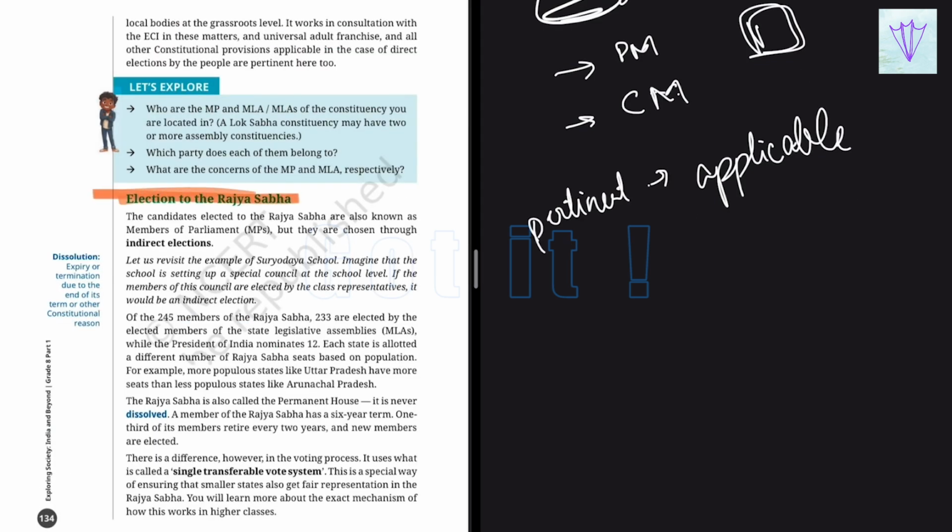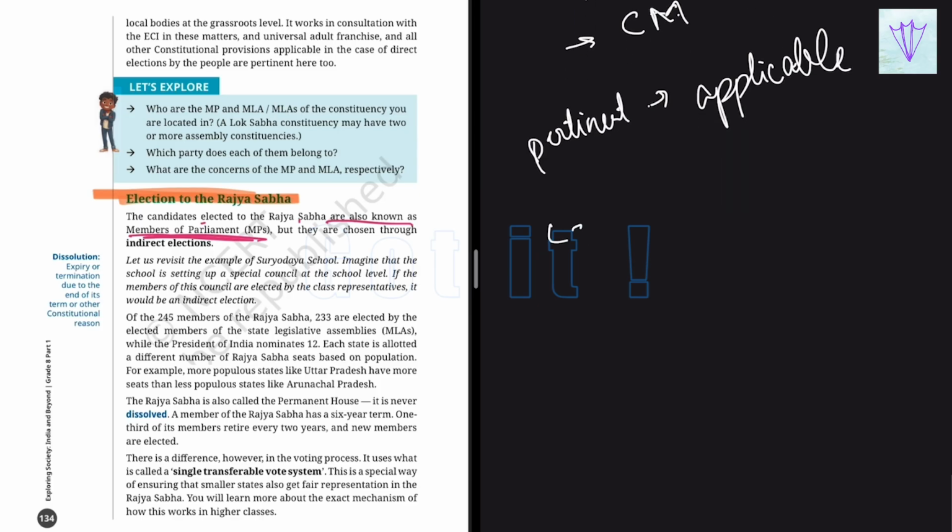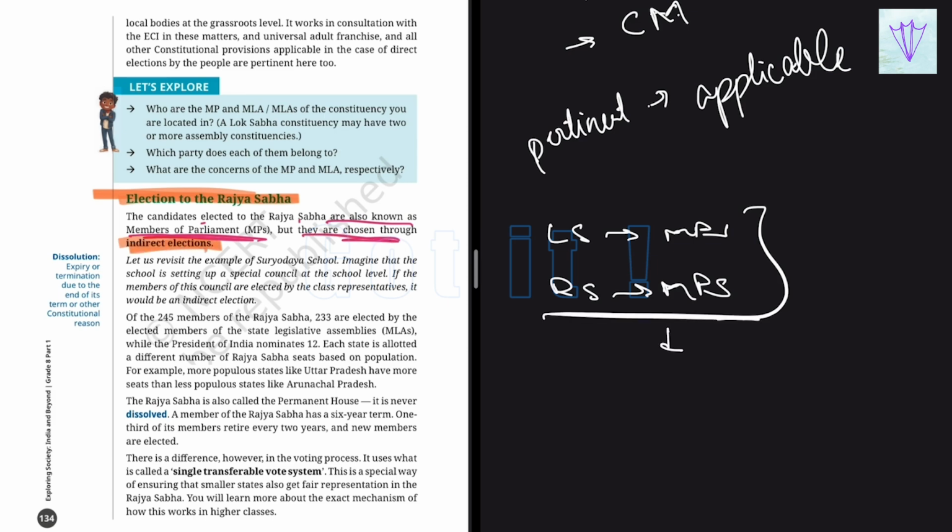Election to the Rajya Sabha. So until now we have seen the elections of Lok Sabha and the state legislatures. Now we'll study the election to the Rajya Sabha. The candidates elected to the Rajya Sabha are also known as MPs, that is members of parliament. So the Lok Sabha members are called MPs and the Rajya Sabha members are also called MPs, but there is a difference in the way they are elected. They are chosen through indirect elections. So the Rajya Sabha members are chosen by indirect elections.